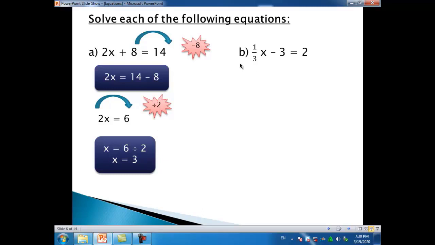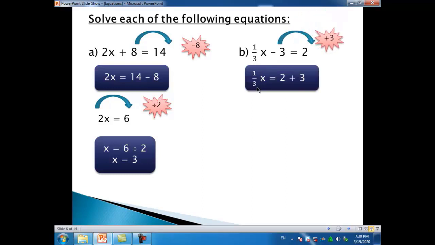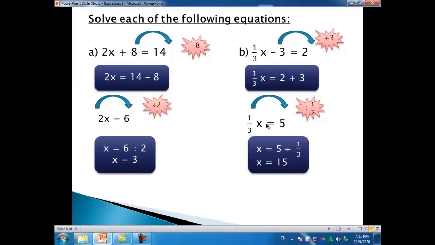Another one, letter B here, 3x minus 3 equals 2. As usual, count how many operations are in this equation. As we can see, we see 2 operations, subtraction and multiplication. Always, all the time, start with addition or subtraction. Now, we will start with subtraction here. So, 3 wants to go to the other side, but there is minus. It will go to the other side with plus. Yes, plus 3. 3x equals 2 plus 3. Then the answer will be 3x equals 5.